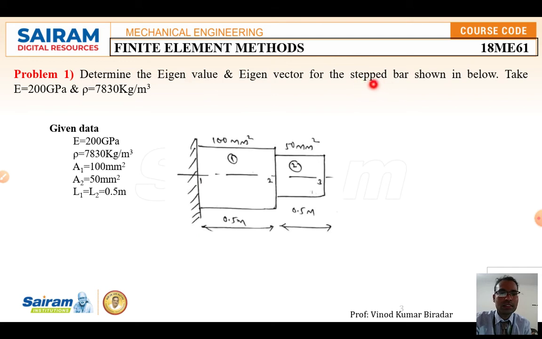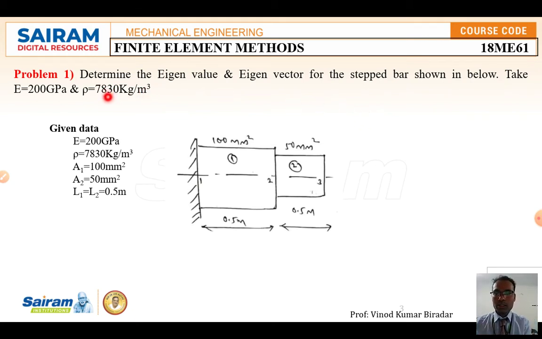They have given a stepped bar. A stepped bar is one where the cross-section area changes. The first element is different, the second element is different; that is called a stepped bar system. They tell us to consider the Young's modulus of 200 gigapascal and the mass density of 7830 kg per meter cube. To calculate the eigenvalues and eigenvectors we have the formula. Use those formulas and you can get the answer. This is very simple.